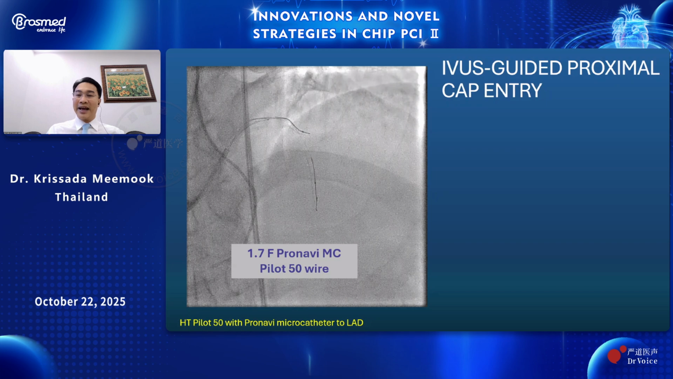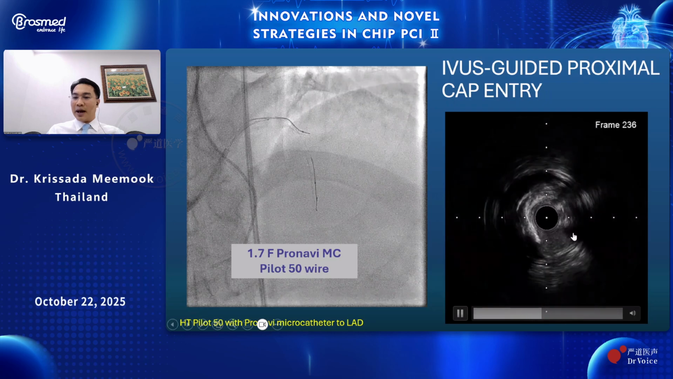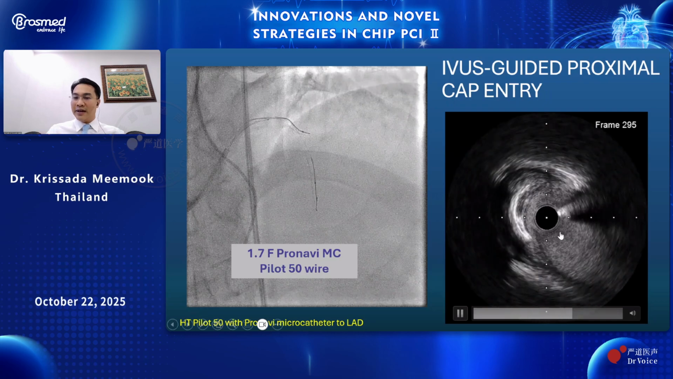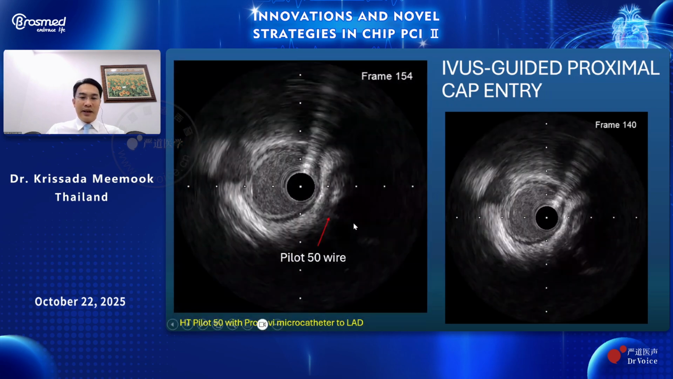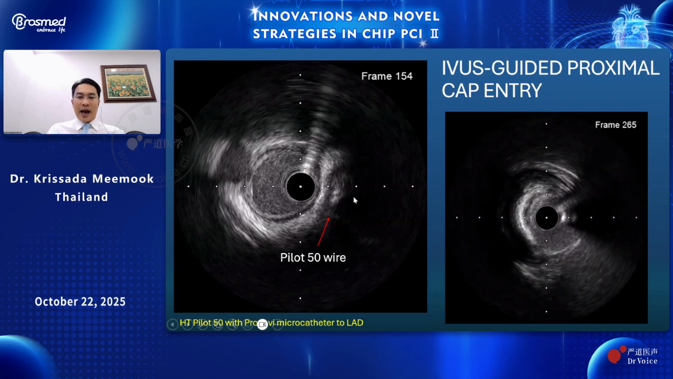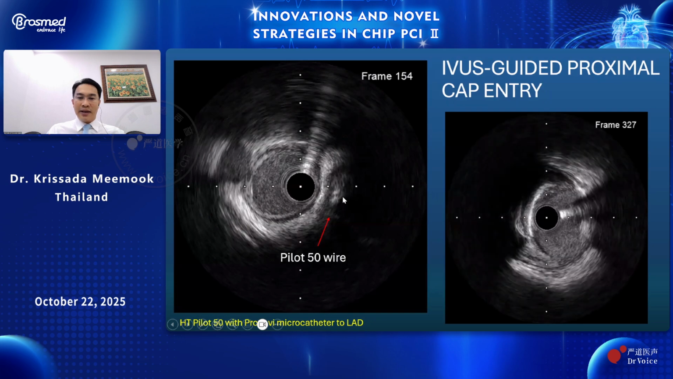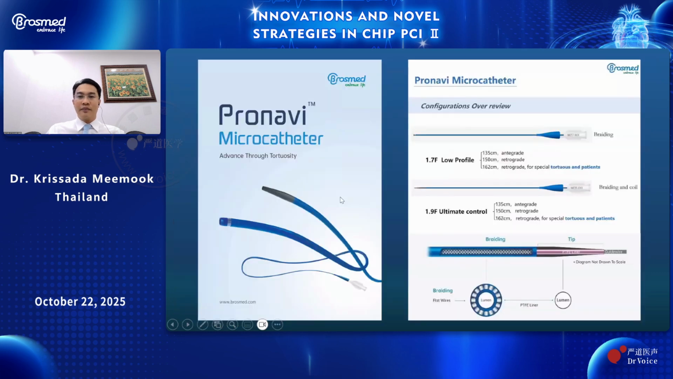We use the real-time IVUS to identify the proximal cap. You can see this is the Pilot 50 wire that we use with the real-time IVUS guide. You can see the guide wire is in the LAD lumen.